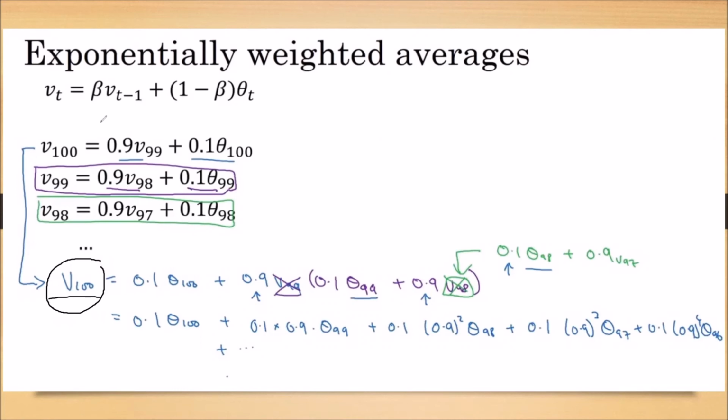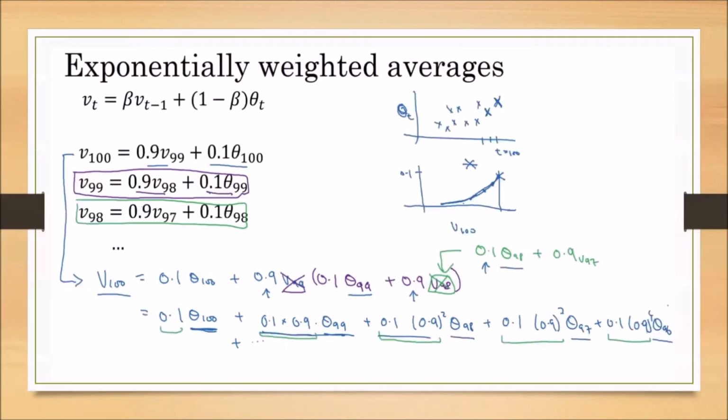Why? Because beta is 0.9. That means the remaining temperatures are also included in this, but the weights of those days' temperatures are very small. That's why we say it is calculating only the 10 days average temperature, the moving average, or exponentially weighted average. We can express the same thing graphically.